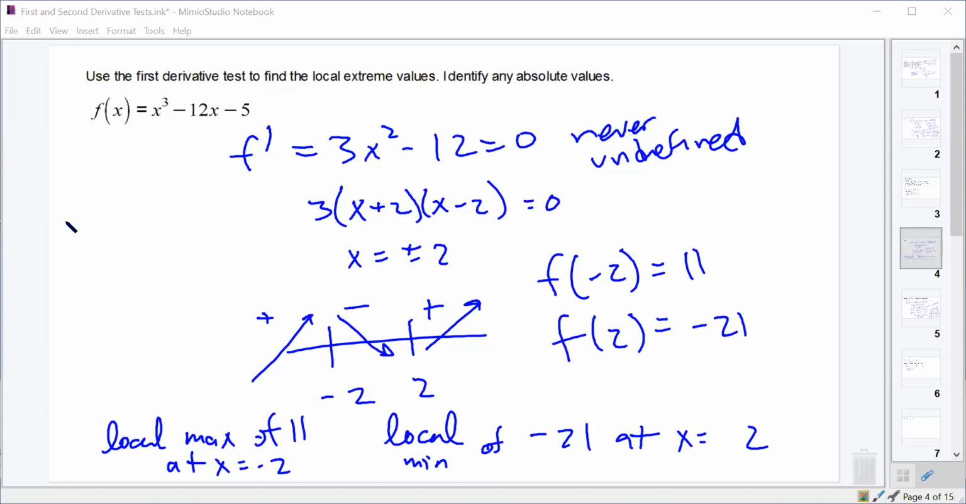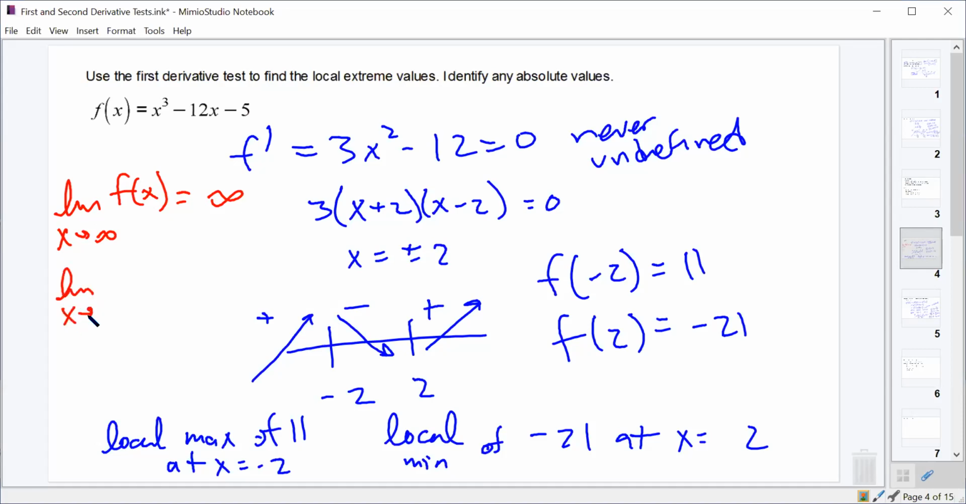End behavior, right? Which we should know because this is a cubic. But the end behavior really is a limit as x approaches infinity. So as x approaches infinity of f of x, we end up with infinity, which means that 11 is not an absolute max. It's just a local max because as we go towards infinity, we increase without bound, right? It gets as large as it wants to be.